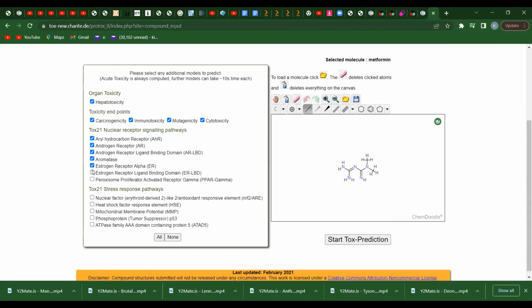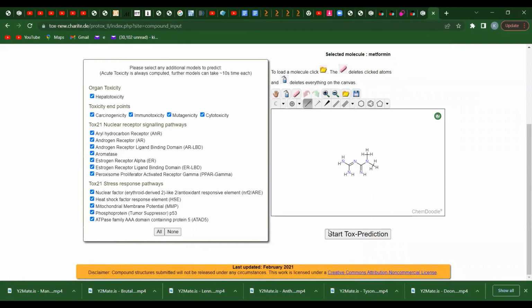So you can choose, it's not necessary you take everything. If your study does not involve taking everything, you don't take them. Just choose the ones that your study needs. But in this case, I want to take all. Let me just take all. Now, do you see that? So once you've clicked that, the next thing is start tox prediction. It will automatically start to predict and give you your result.